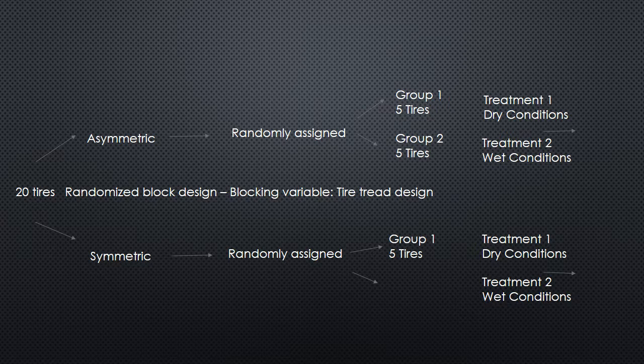We have our group 1, our group 2, and likewise for the symmetric category, we have our group 1 and group 2. Going to our treatment conditions, which are dry and wet. Notice how they are both the same. And we're going to compare the results. That's basically an overview of randomized block testing.